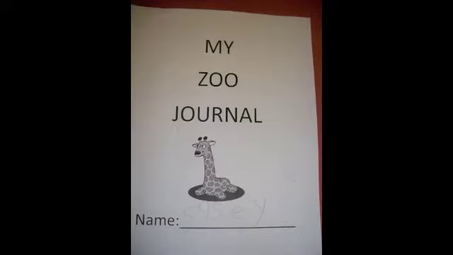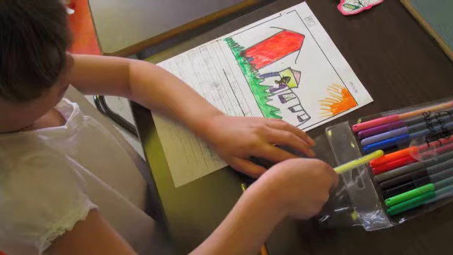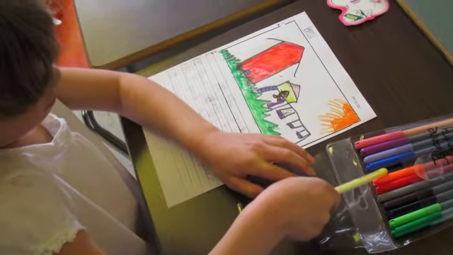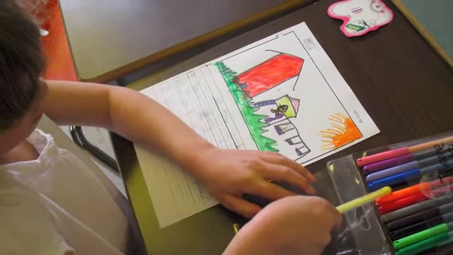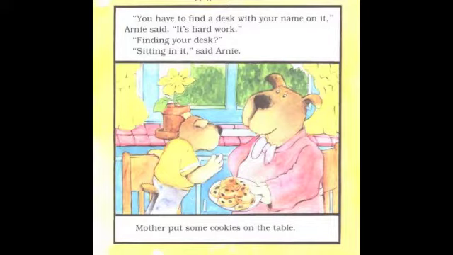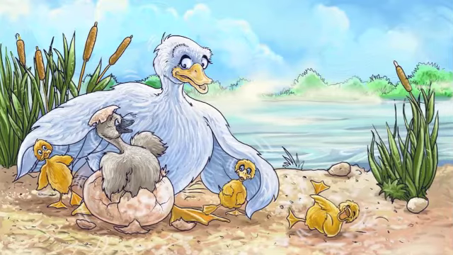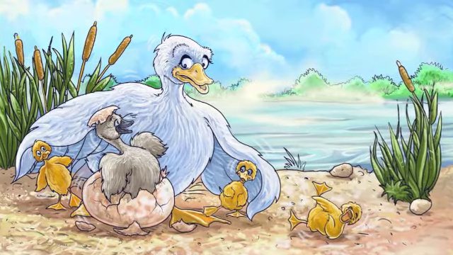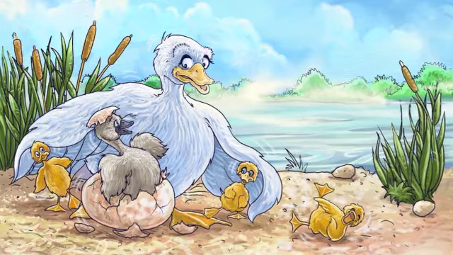Every day in class, we write our journal entries. And besides writing, we always have to draw a picture. And usually that picture shows one part of the story, just like when we read a book. Here's the ugly duckling, and this page shows only one part of the story.